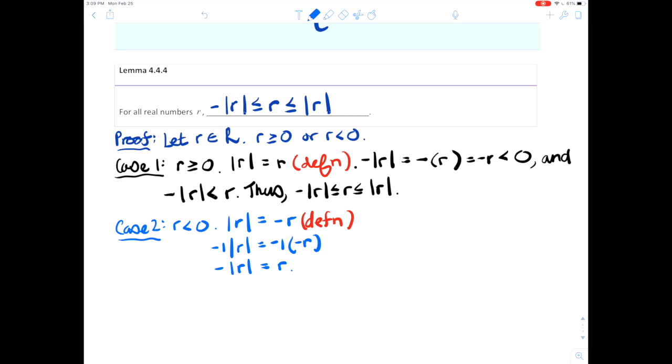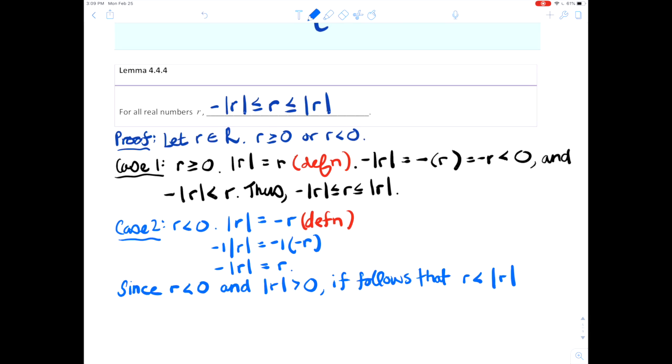So therefore, since r is negative, we know r is negative. We'll just say it again: r is less than 0. And we also know that absolute r is definitely positive, right? Greater than or equal to 0. It follows that r has to be less than absolute r.